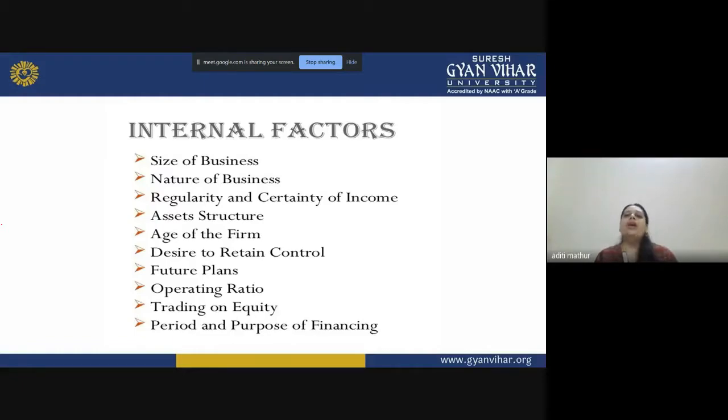That means if you are in a business which makes you earn a lot of money, in an equal flow every month, or you have a very steady income, then definitely you will not have lots and lots of borrowing, right? Because you will have your retained earnings, you will be able to manage your cash.